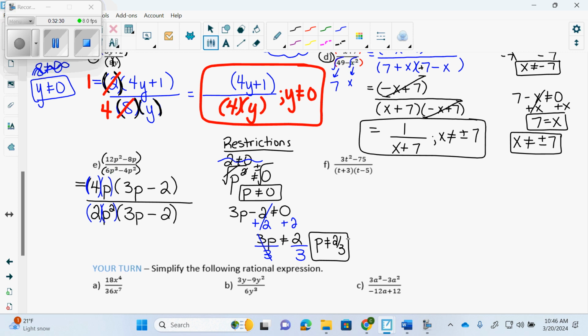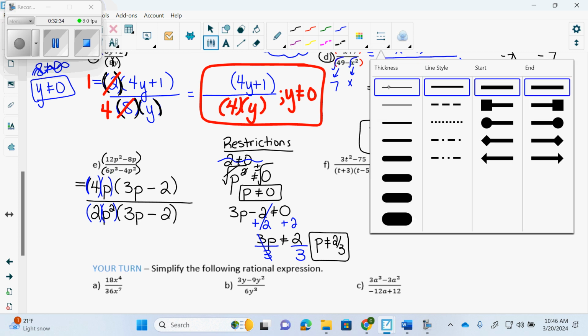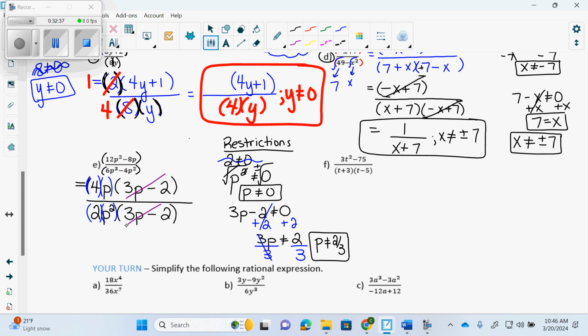Okay, so what cancels here? 3p minus 2, the twins, those cancel. Everyone's usually pretty good with that. I can cancel because I stated restrictions. The 4 and the 2 are snowballs. So I can try and attempt to cancel something out of those. What can I cancel out of a 4 and a 2? A 2. So 2 divided by 2 is a 1. 4 divided by 2 is 2. Then I have another snowball on the top and the bottom. One is a p.